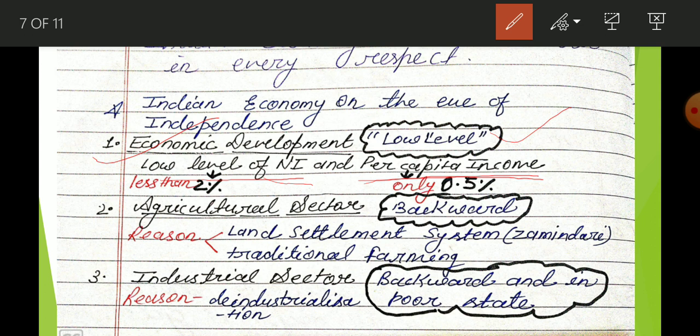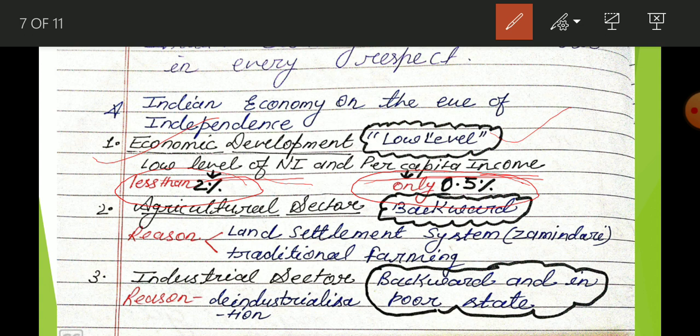So why are we saying this? Because our national income's growth rate is less than 2%. Okay, students, and our per capita income's growth rate is only 0.5%, only 0.5%. In this way we can say that our economic development was very low at that time. Now we are going to learn all of these things in detail, but here I'm just going to give you an introduction.